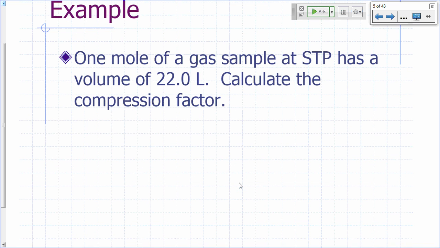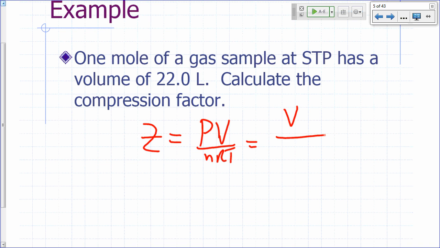So let's illustrate that. 1 mole of a gas sample at STP has a molar volume of 22.0 liters. What's the compression factor? What's my Z? It's equal to what? PV over nRT, right? Or it's equal to volume over volume ideal. What's the volume of the gas given here? 22 liters.